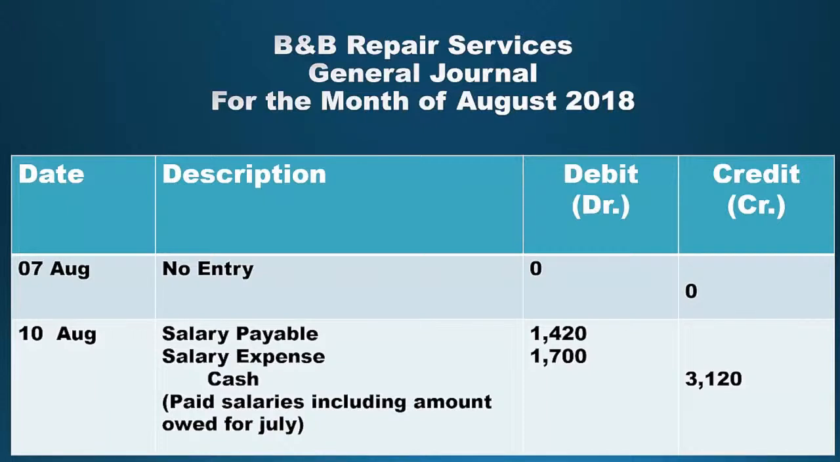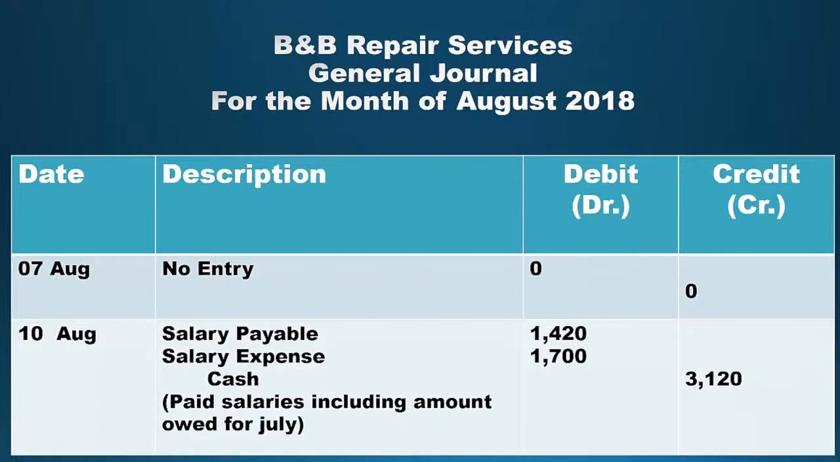August 7th, signing a contract. Step 1. What happened? The company signed a contract with Matthews Appliances Limited to provide future repair services as needed. No money was exchanged and no services have been performed yet. Step 2. Which accounts are affected? None. This is not a financial transaction yet. Since no money or services have changed hands, no accounts are impacted.